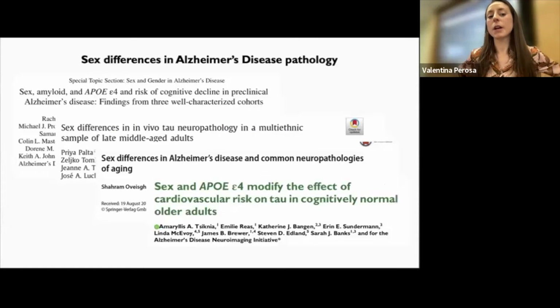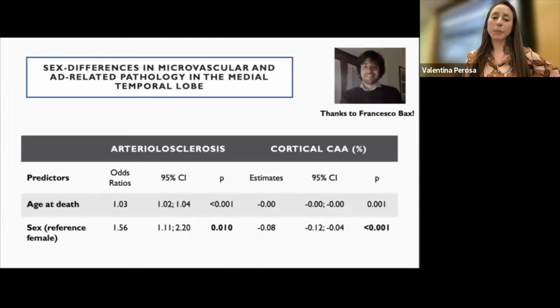So plenty of reasons to look at sex differences in AD. And one final one was also that the differences between sexes seem to be mediated by ApoE4 genotype, and the ApoE genotype is, of course, the most proven and most important genetic risk factor for Alzheimer's disease. Here I have to thank Francesco, who is looking at the analysis of this cohort. Francesco is a research fellow at the Stroke Research Center, and by analyzing this cohort in this respect, he found that there was a difference in arteriolosclerosis. So females had indeed more arteriolosclerosis and less cortical CAA in the medial temporal lobe. That's very consistent with previous studies.